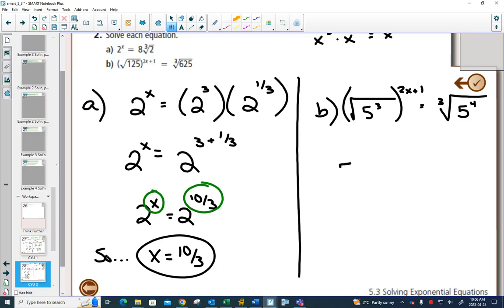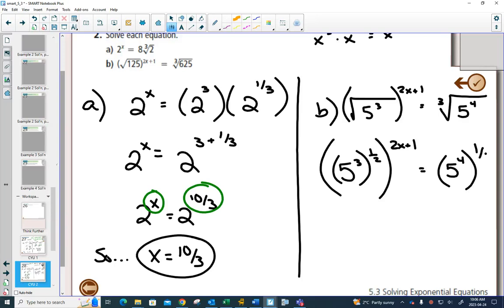A cube root, here we have a square root. Square root would have an exponent of a half. A cube root will have an exponent of 1/3. And now we just have to apply our power rules until we get a single power on both sides.